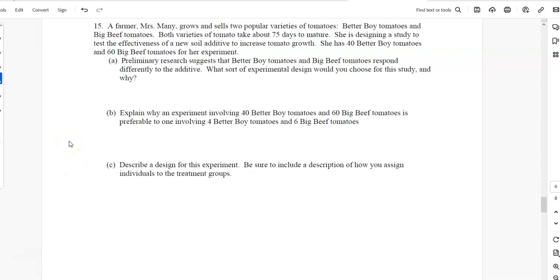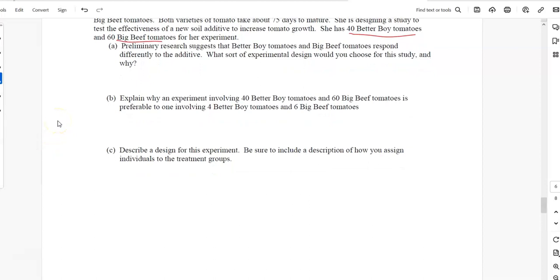So now we're designing an experiment, right? In this case, we are imposing a treatment here. So in designing the experiment, you're going to block. I would call it a randomized block design. You're going to block by variety. There are 2 different types: the Better Boy and the Big Beef tomatoes. So you block first, putting those in similar homogeneous groups. Then within each group, you do a completely randomized design. That's how randomized block works.